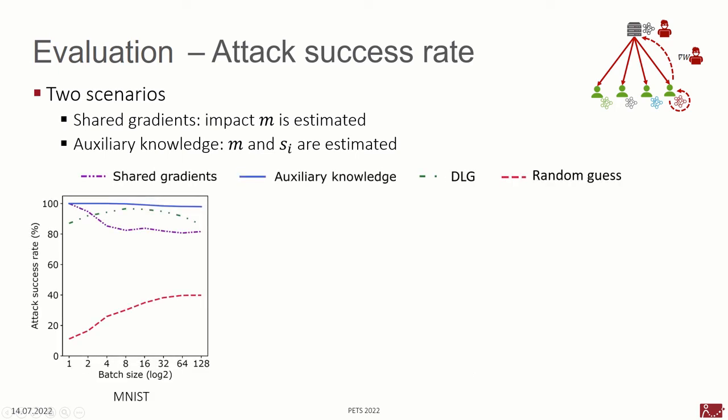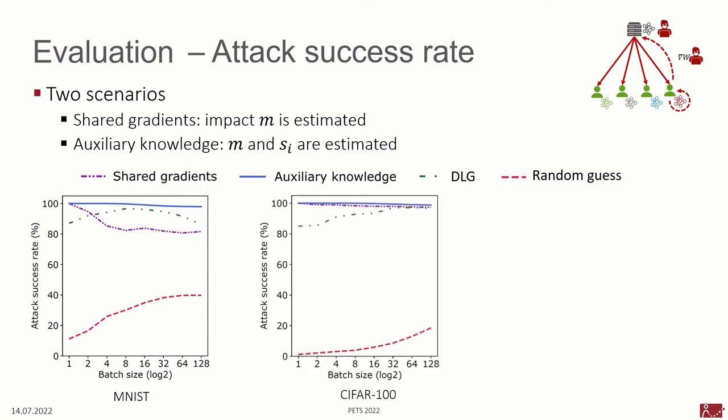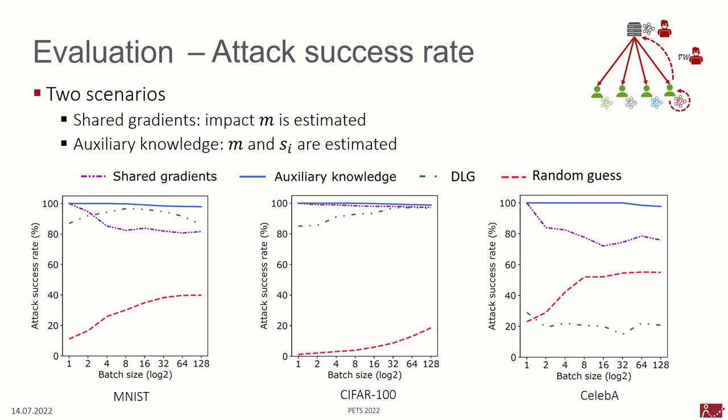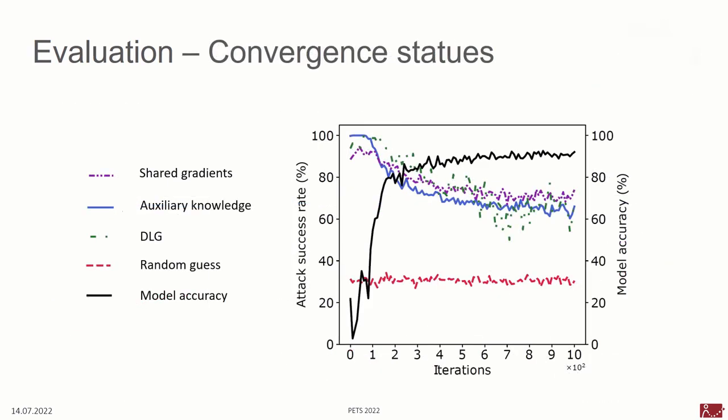Looking at the different batch sizes and datasets, we can see that for the MNIST dataset, our attack under the auxiliary knowledge scenario actually outperforms DLG. And we see that all the attacks are effective and have rates way higher than the random guess. On the CIFAR dataset, where we have 100 classes and more complex images, our attack performs quite well under both scenarios. And finally, for the CelebA dataset, where the images are of higher dimensions, we see that DLG degrades significantly, while our attacks still perform at more than 95% for the auxiliary knowledge scenario.